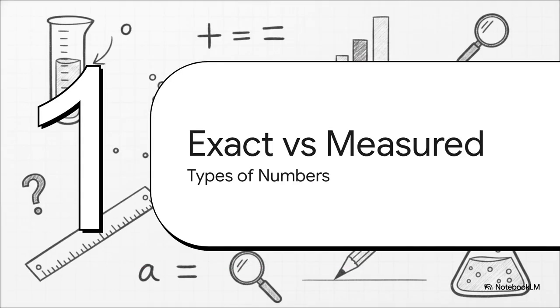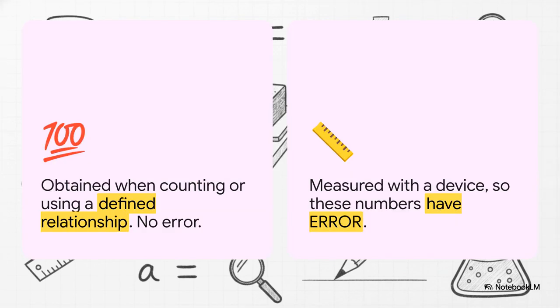Section 1. Exact versus measured numbers. As it turns out, not all numbers are created equal in the eyes of science. There is a really strict binary contrast here. On one hand, we have exact numbers. These carry infinite importance and absolute certainty. You get an exact number when you're counting discrete objects, like, say, counting exactly 4 pizzas in a room, or when you're using a defined relationship, like knowing that 1 foot is exactly 12 inches. There's zero doubt there.